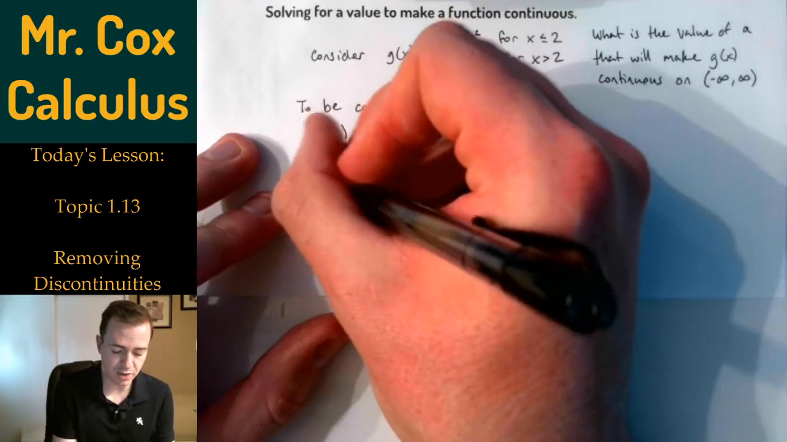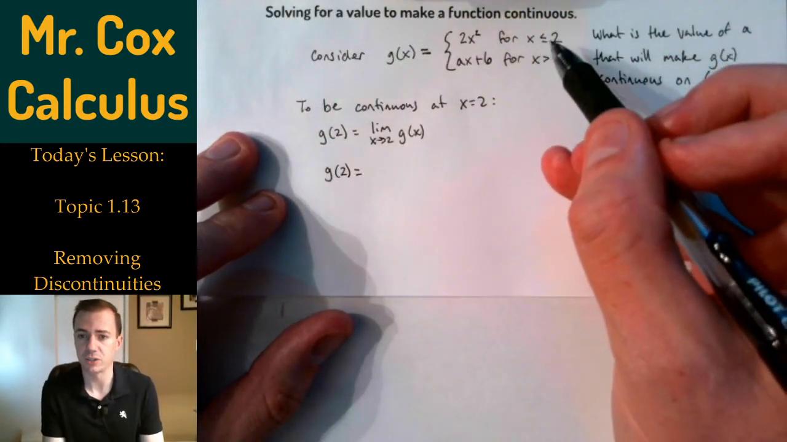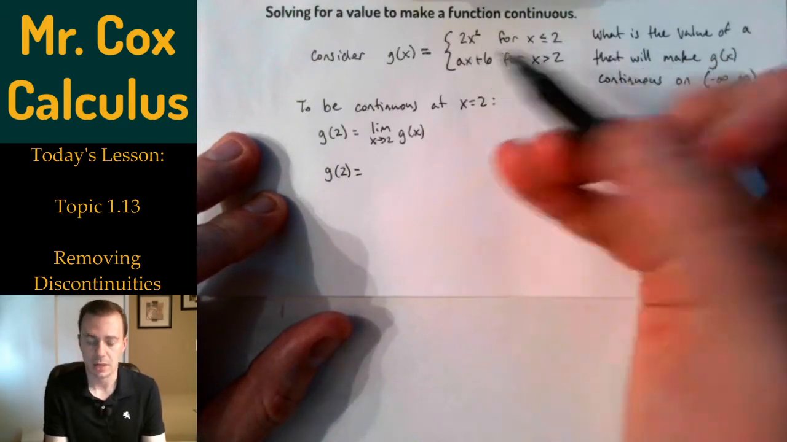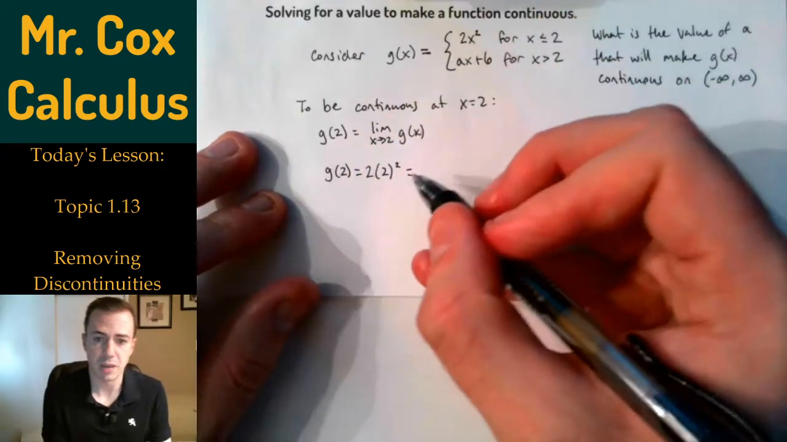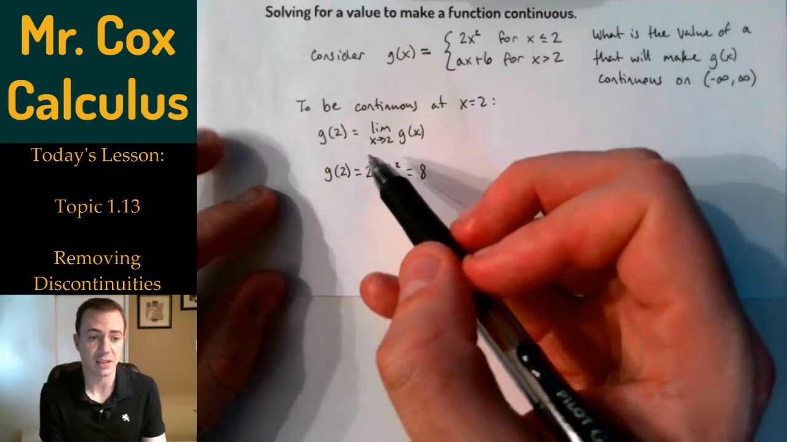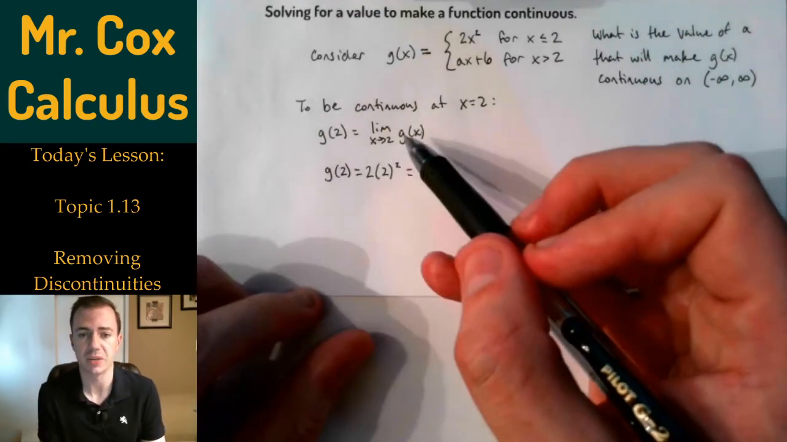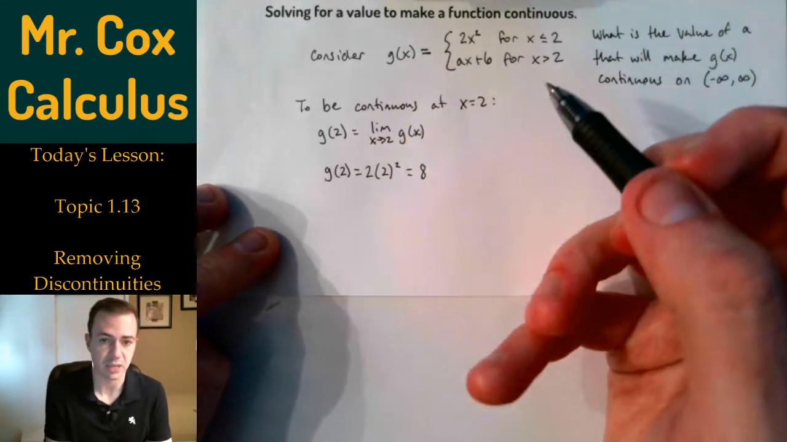So I know that g of 2, if I substitute 2 into this function for x equal to 2, I would substitute it into 2x squared, and 2 times 2 squared is 8. So I know that g of 2 is 8. And so in order for this function to be continuous, the limit as x approaches 2 of g of x is also going to have to be 8.